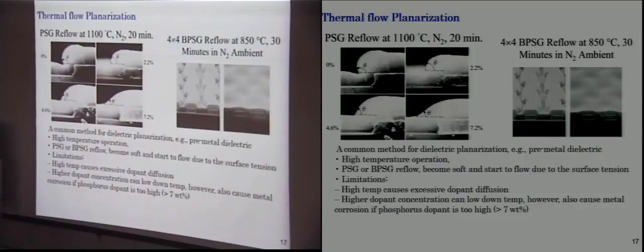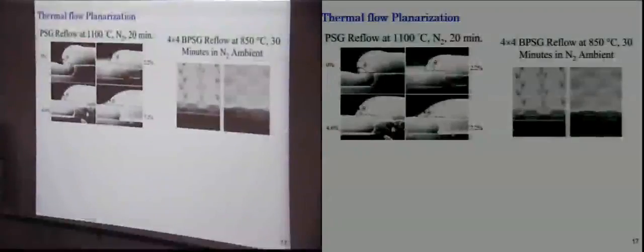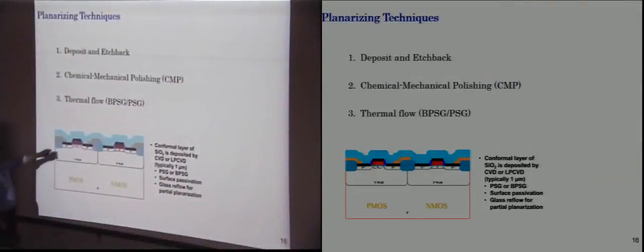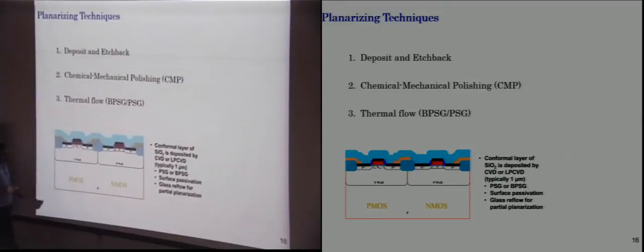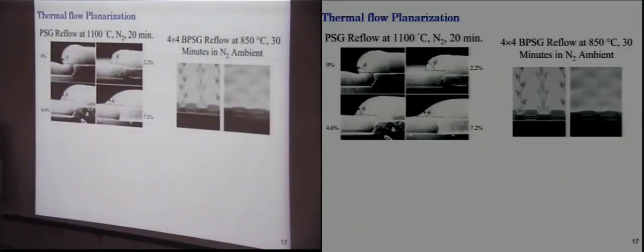So the temperatures you can see, 1100 degrees and 850 degrees centigrade, are so high they could actually melt the metal layer itself. So thermal flow planarization of BPSG is fine for the bottom layer if your layers are tungsten and things like that. But if you are using BPSG in the middle and you have a low melting point metal, you have a problem, because during the planarization process your metal layer will also start to melt and flow.